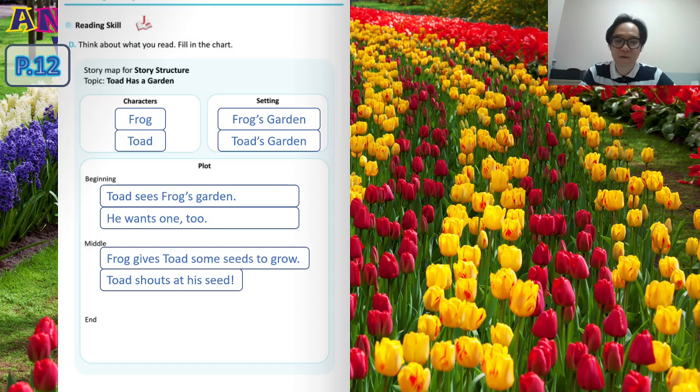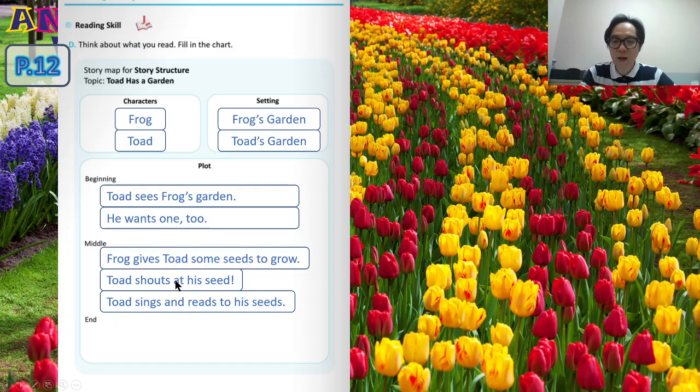What idea does Frog give him? He says, "Be nice to the seeds." So what does Toad do? Toad sings and reads to his seeds. Do you remember that part? Because they weren't growing and Frog told him that the seeds were afraid. So instead of shouting all the time, Toad begins to sing and he reads nice things to his seeds.